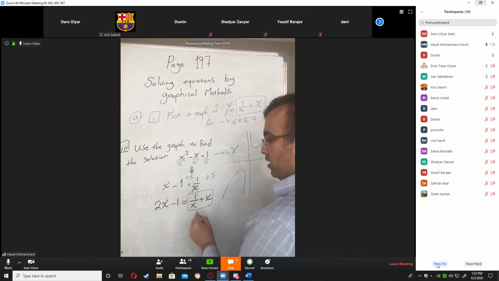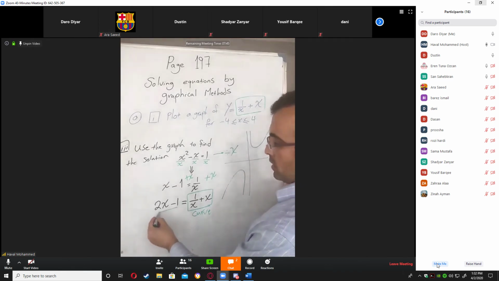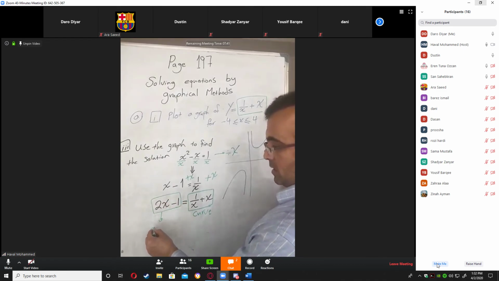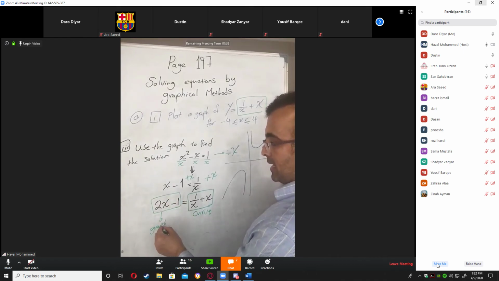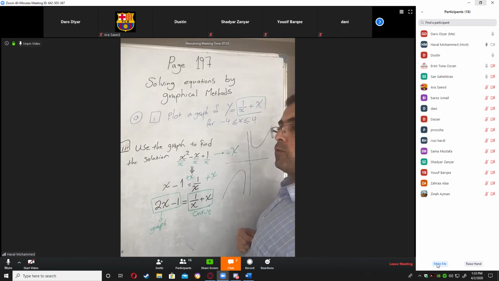And this side is my curve. I have the graph of it. Yes, this is the graph, this is the curve. I need to find the graph of this. Because the maximum power we have is 1, it's a straight line. Again, how do we draw the graph of a straight line?